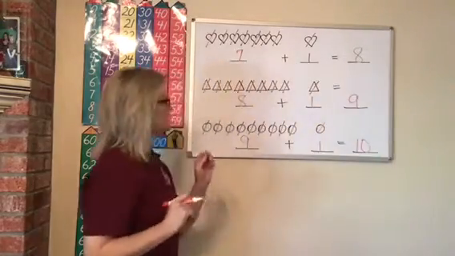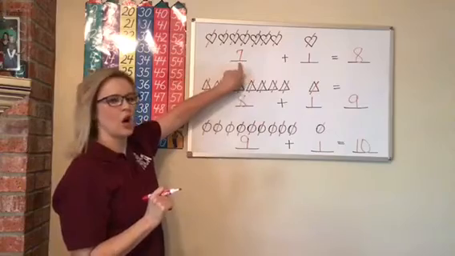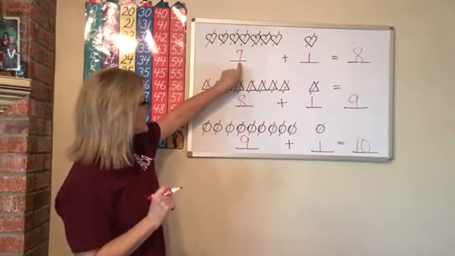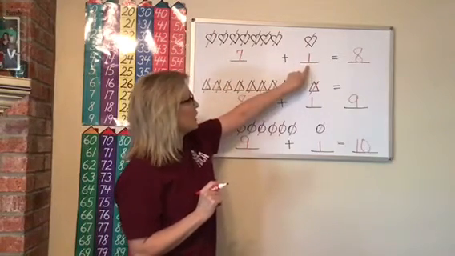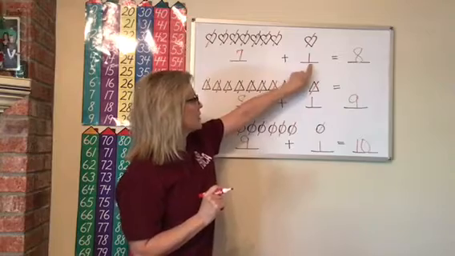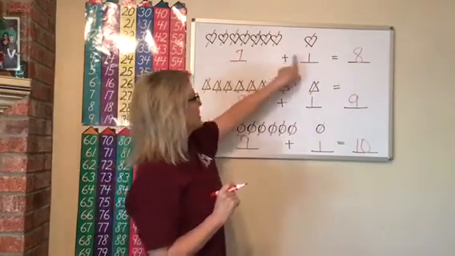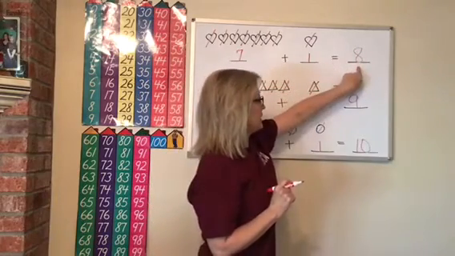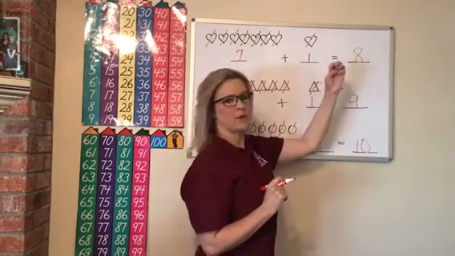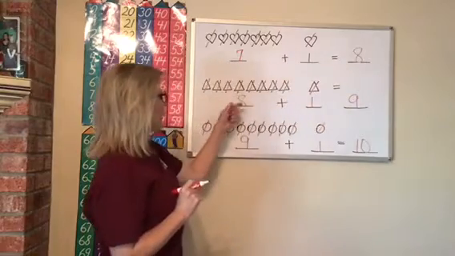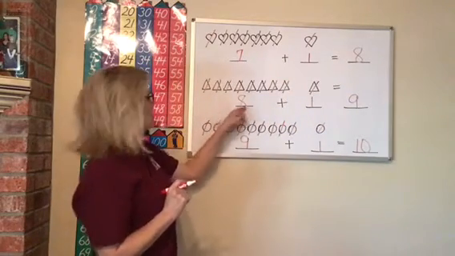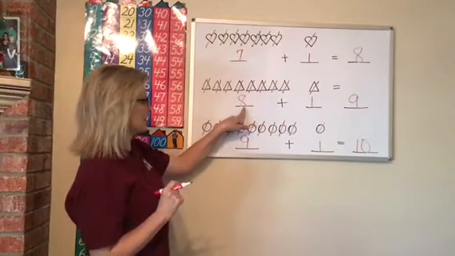Okay, so let's review. 7 hearts. You had 7 hearts. You had a friend give you another heart. So now you have 8 altogether. Because 7 plus 1 equals 8. Now, you kept your 8. And we turned them into triangles. Now we have 8 triangles.